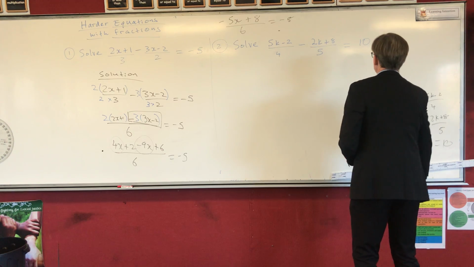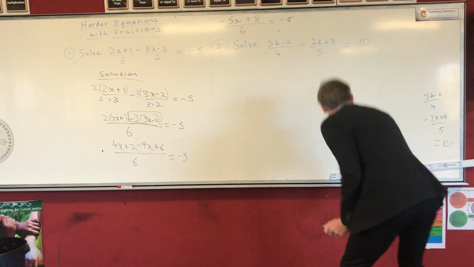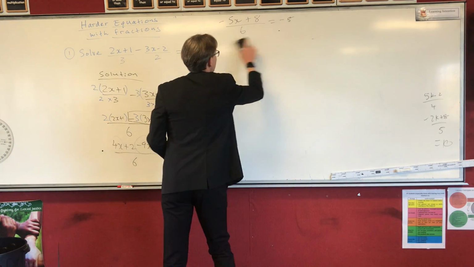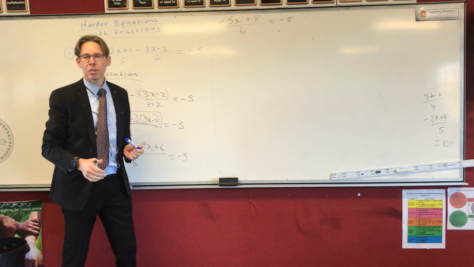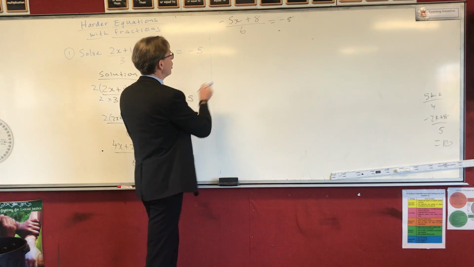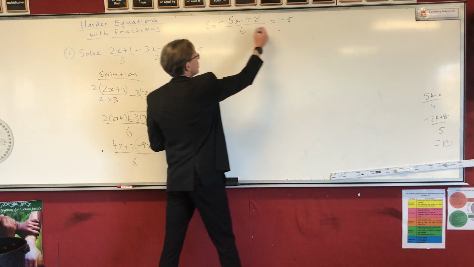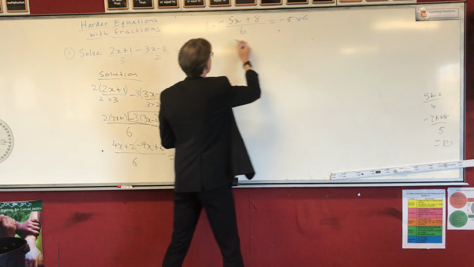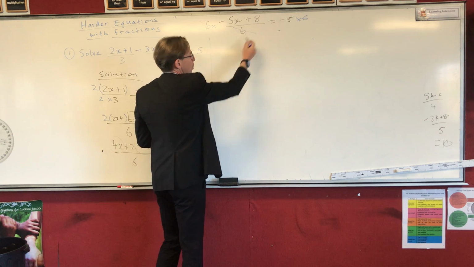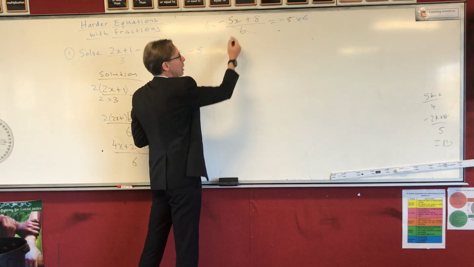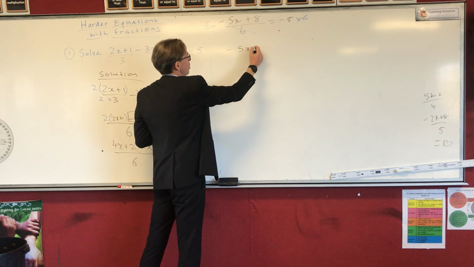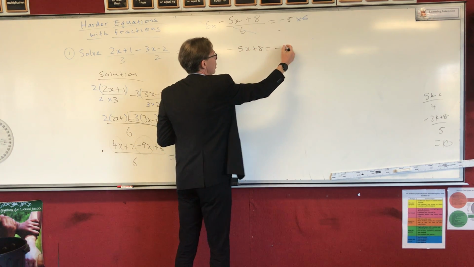Okay, now we've got a single fraction. We want to get rid of the denominator. So what we're going to do is multiply both sides by 6. Times by 6. Cancel numerator with denominator. Make sure that times 6 goes in line with the numerator there. Now we have 5x plus 8 is equal to negative 30.